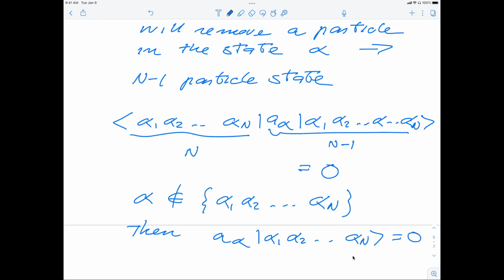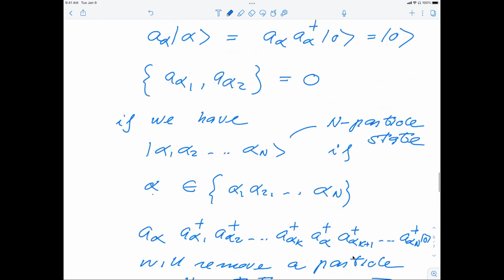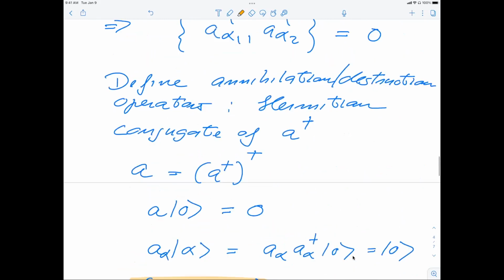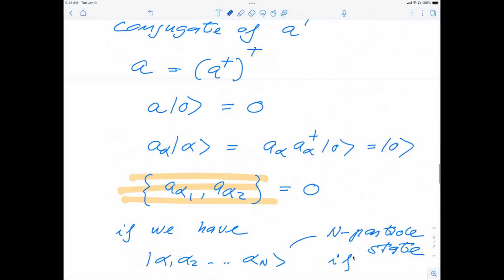Now, in order to be able to make calculations, we need another rule, and that's the rule for creation and annihilation operators. So we have two anti-commutation rules. One is this one, and then we have this one. But we need one which involves a creation and an annihilation operator. So let's try to look at that and derive that rule.